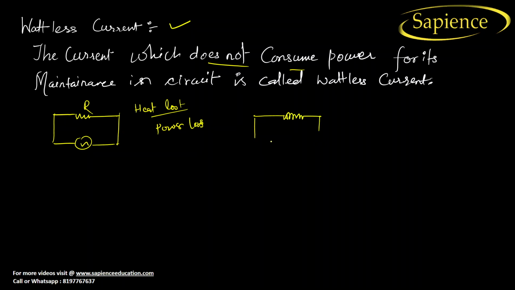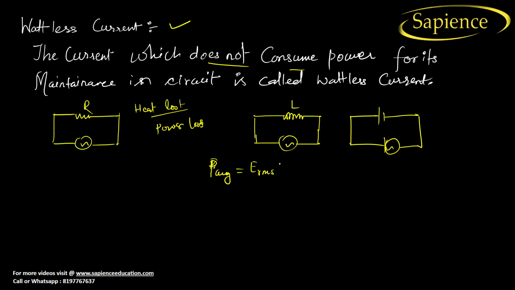When we talk about an inductive or capacitive circuit, that is L or C, what happens in this scenario? If you want to find the average power loss, we get P average is equal to E_RMS into I_RMS into cos phi, where phi is the phase difference.